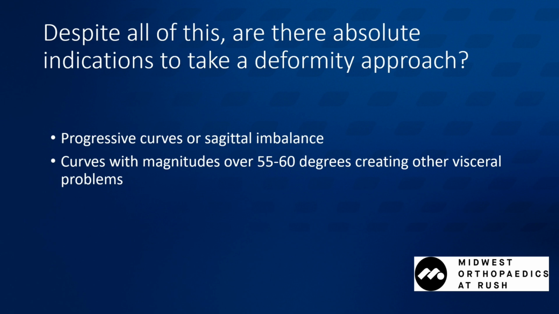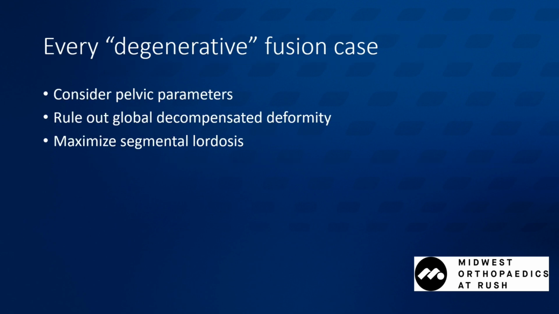So I think there's very few scenarios where there's an absolute indication to take a big deformity approach, and I would highlight progressive curves, progressive sagittal imbalance. These are patients we have to get to know and watch over time, and then curves with high magnitudes obviously may force your hand. But I think that even in every case where you're sure it's just a one-level spondy, look at the pelvic parameters, rule out some decompensated global deformity.